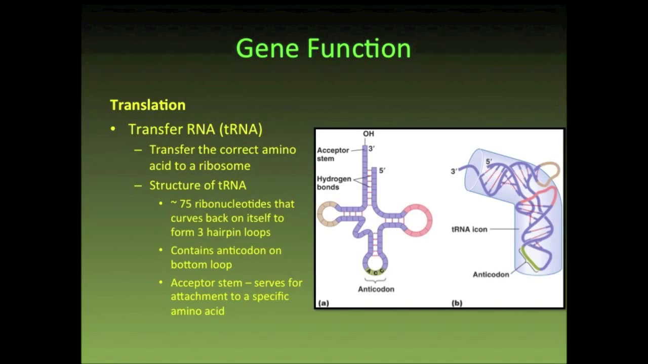The number of tRNA molecules varies depending on the species. For example, E. coli uses approximately 40 different tRNA molecules to match all 61 codons, while humans use 48 different tRNA molecules to match the same 61 codons.